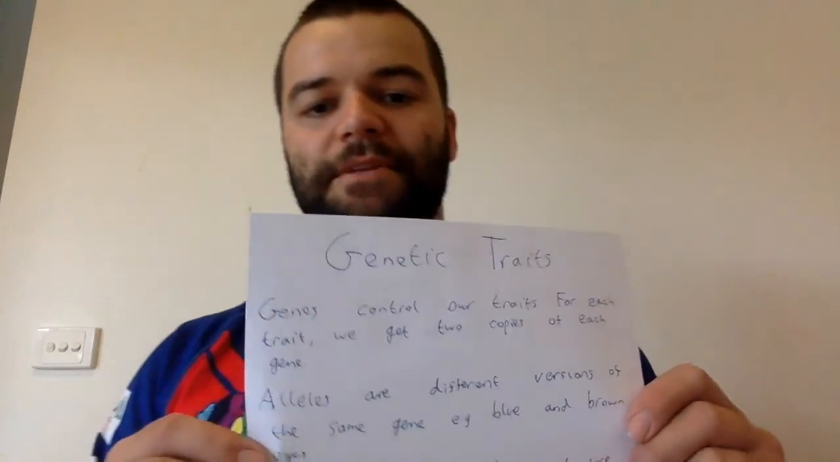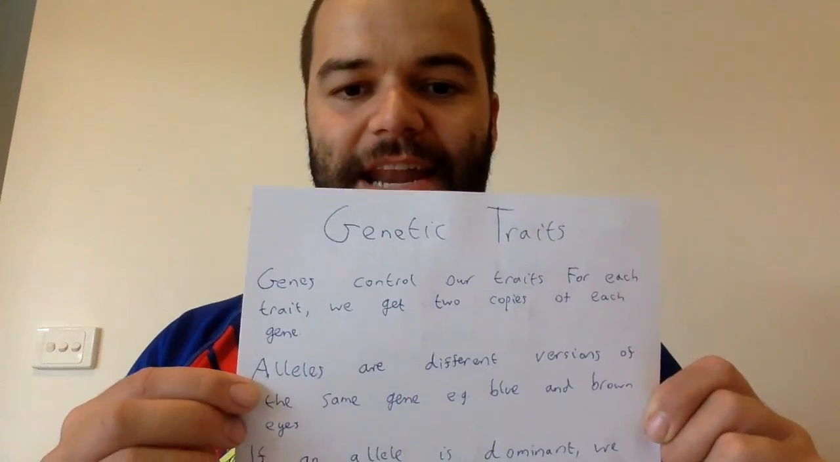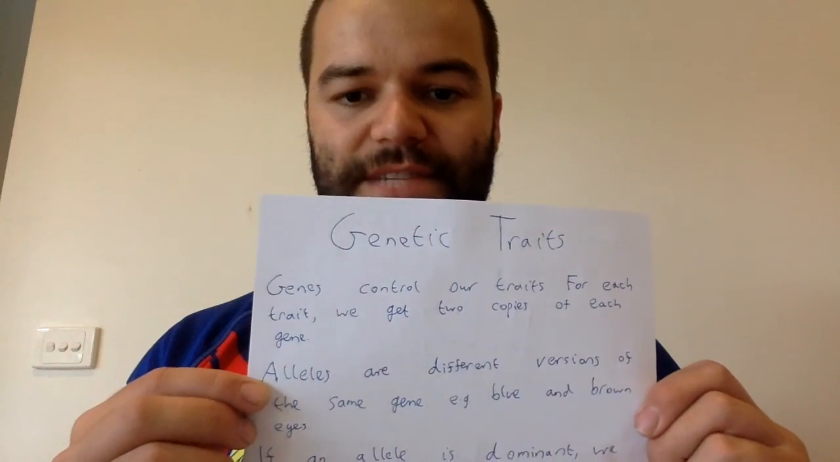Okay, so we already know that genes are sections of DNA that code for a characteristic. So genes control all of our traits in the body. But the first key word that's new that I want to focus on today is alleles. An allele is a different version of the same gene.